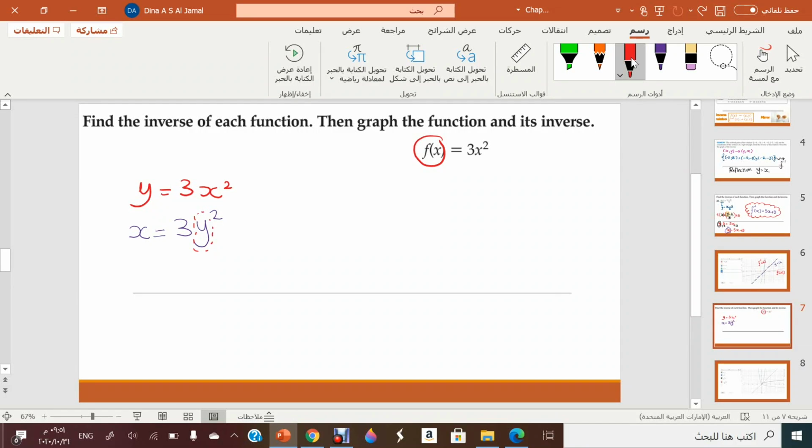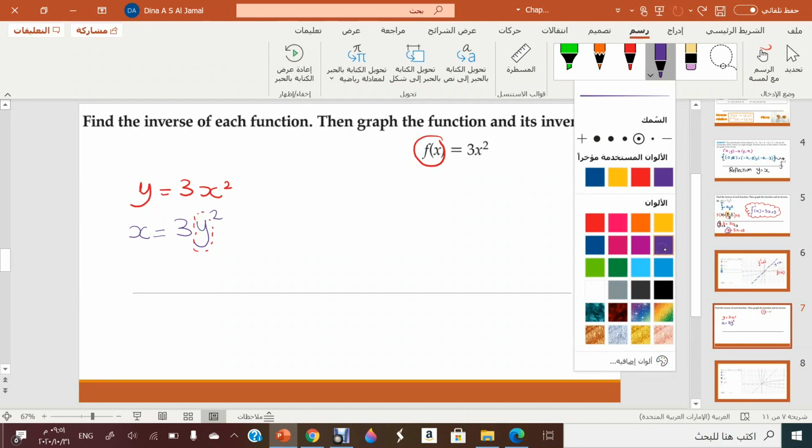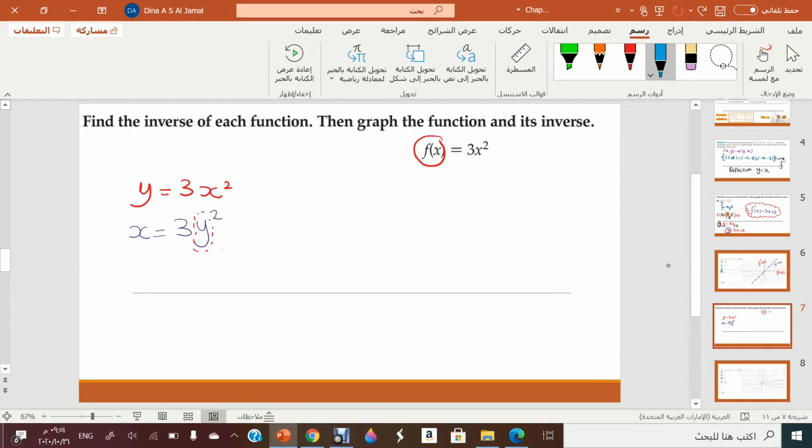How can I do this? And I have a 3. First of all, I will get rid of the 3, divide by 3, and you will be left with y squared equal x over 3. Now, whenever you have a square, you can get rid of it by the square root. And remember, whenever you have the square root of a squared, you will get the absolute value of whatever is inside. So x over 3.